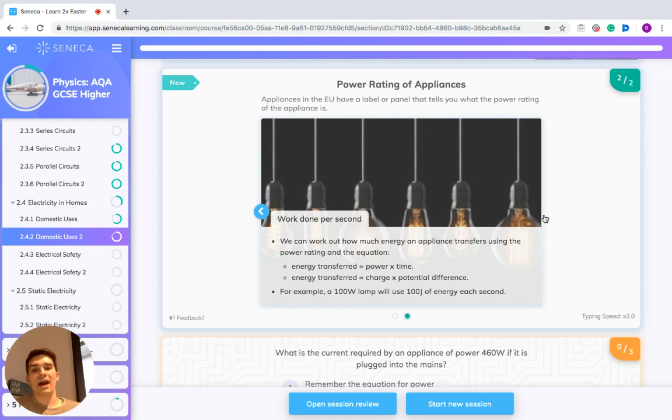And we can work out how much energy an appliance transfers using the power rating and the equation. So the energy transferred equals power times time, and then the energy transferred also equals charge times potential difference. So for example, a 100 watt lamp will use 100 joules of energy each second.